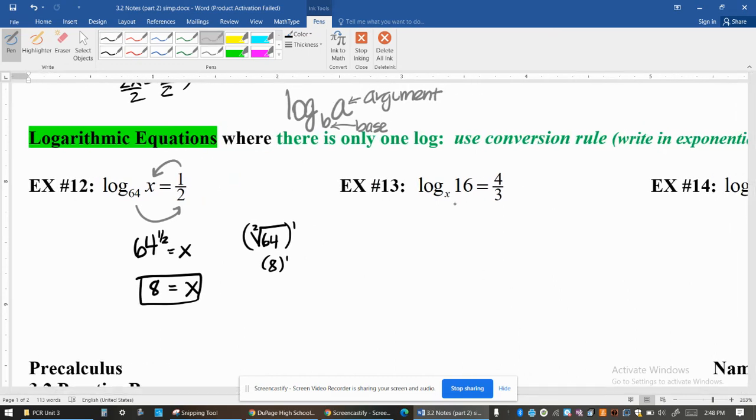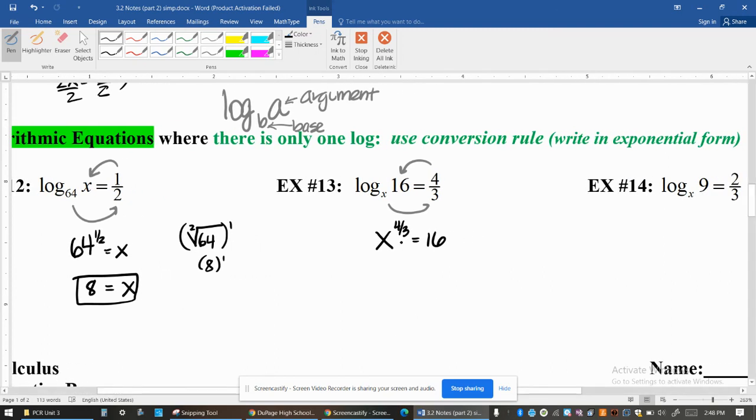All right, so I'm going to do whoop whoop. X to the 4/3 power equals 16. Now notice that this looks very similar to the problems that we started with in example 1 and example 2, where the exponent is rational, it's a fraction, so I could raise it to the reciprocal exponent and do it to both sides. Now these are supposed to be multiplied, 4/3 times 3/4. It's a product property of exponents, and you get x to the first power.